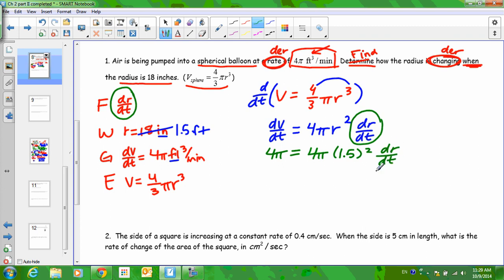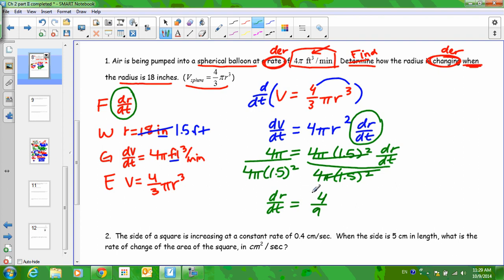Now I just got to find dr over dt. So you could multiply that and then divide. You can do it all in one step. You can use your calculator here. So however you get the next part, okay, you could do this by hand. It's really not that bad. But you end up getting dr over dt equals 4/9.